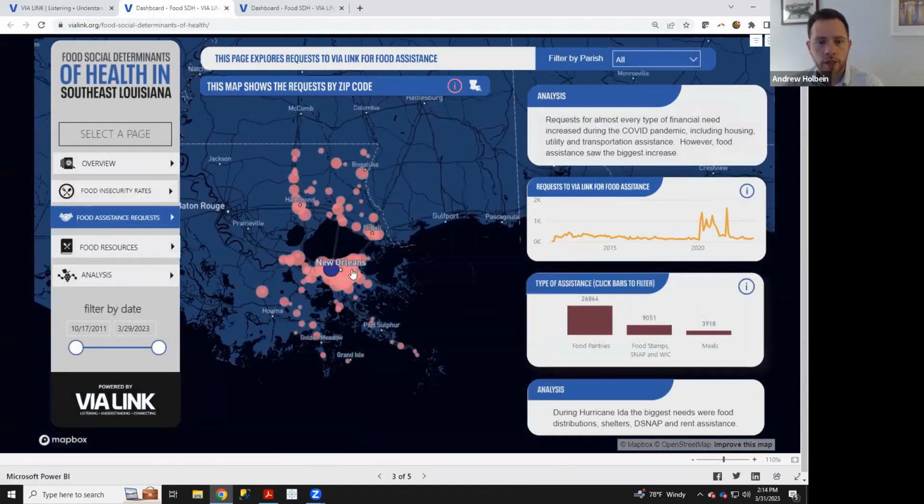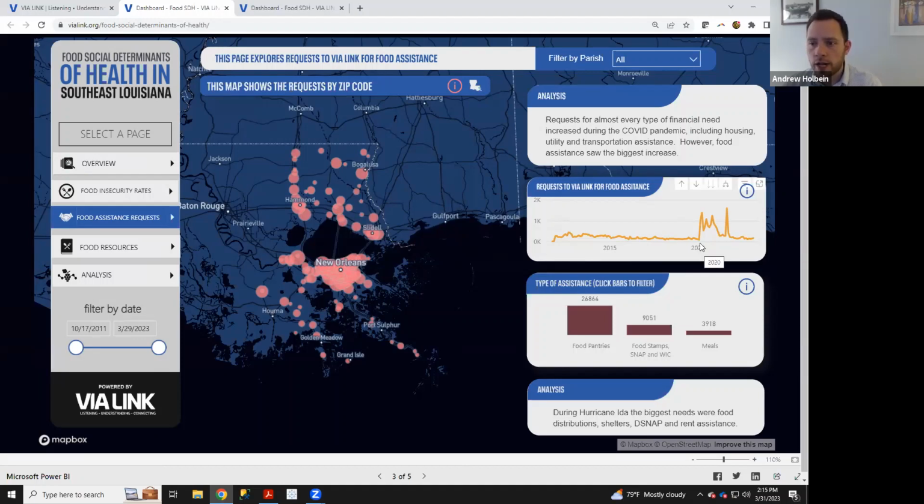If you navigate to the second page, this is the food assistance request page. What we have here is a map showing dots for zip codes where we've gotten requests. The more requests we've gotten, the larger the circle is. You can see obviously the biggest concentration is in the greater New Orleans area. We can see changes in the number of requests that we are getting per month for food assistance over time. You can see that the number of requests was dropping after 2015, which mirrors what parishes in our region were experiencing in terms of a decrease in food insecurity.